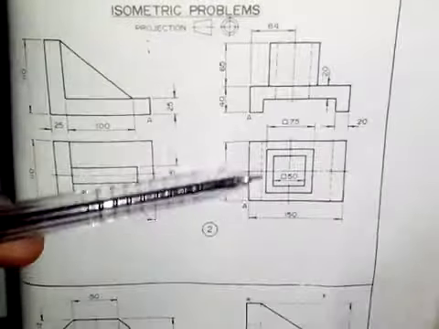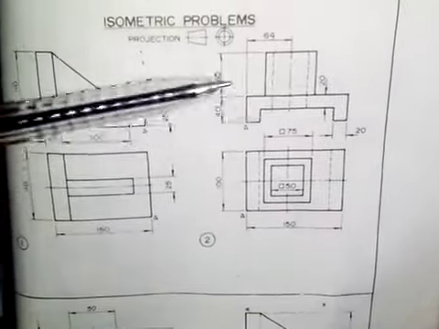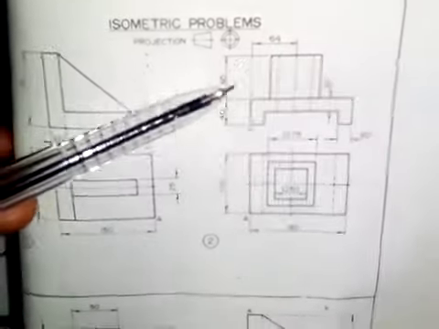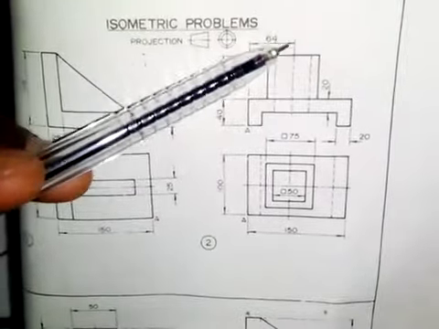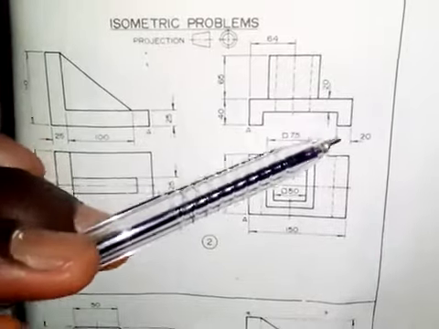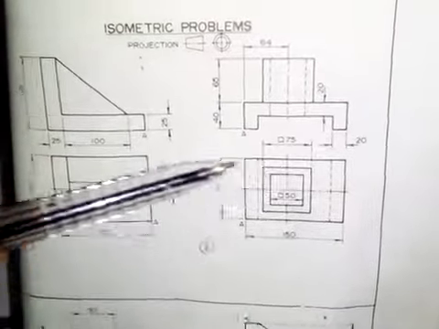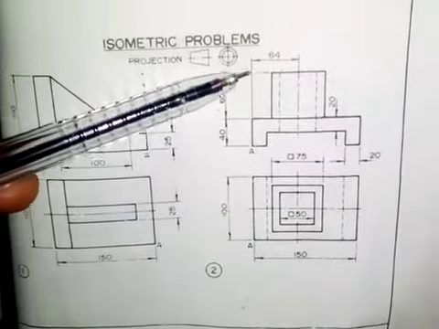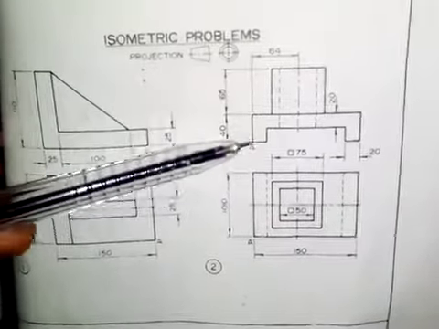So let's talk about the dimensions in the front elevation. As we have it, the distance from this center line to this end here is 64 millimeters. The thickness of this is 20 millimeters, the thickness of this is 20 millimeters, and also the distance from here to here is 40 millimeters. From here to here is 65 millimeters, and this is point A.